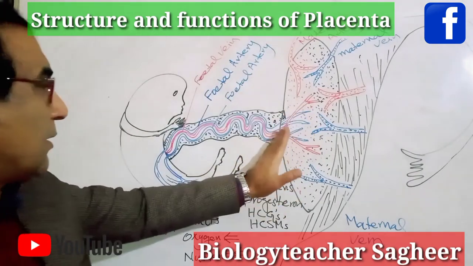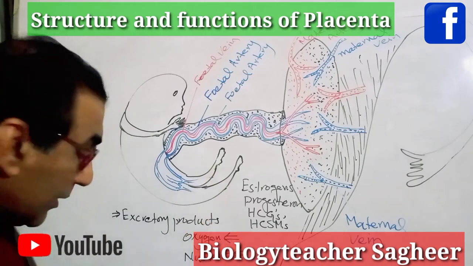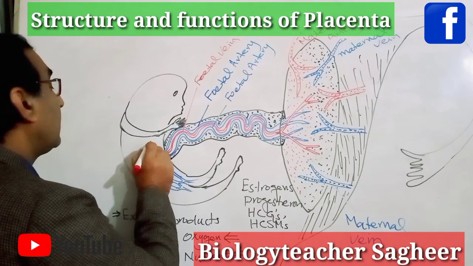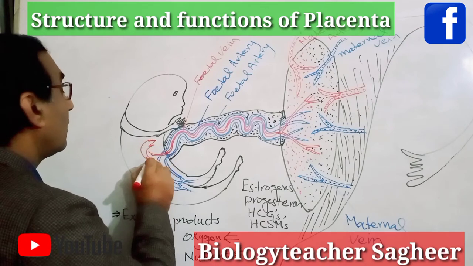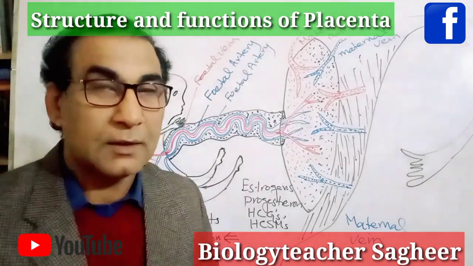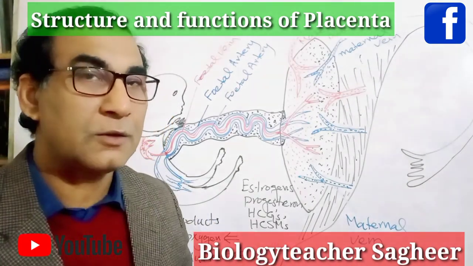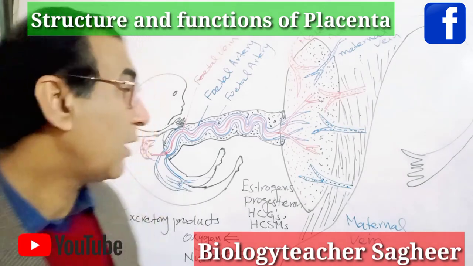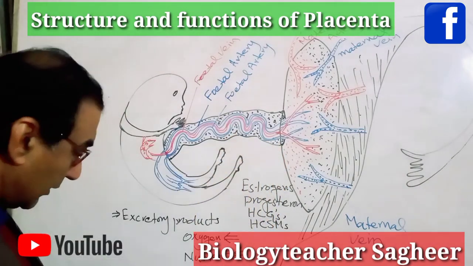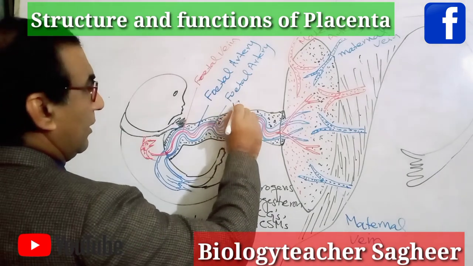And it brings the blood towards the fetus. It gets into the liver of the fetus, and from here the blood is brought towards the heart, and then from the heart it is supplied to the circulation of the fetus. So this is how the supply line works. This is known as the umbilical cord.